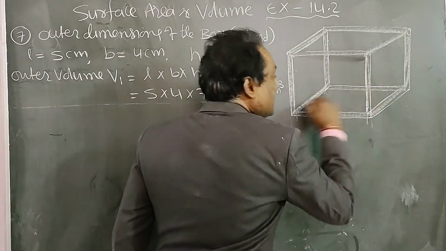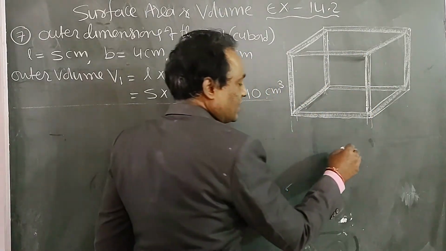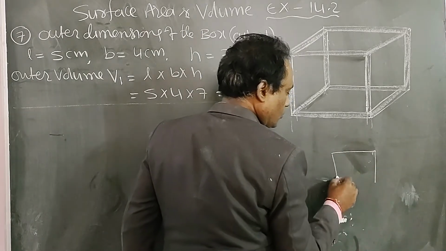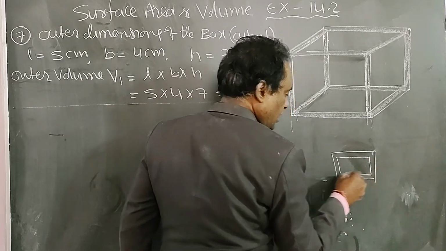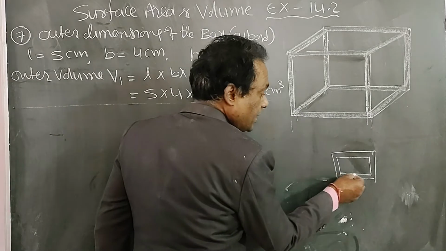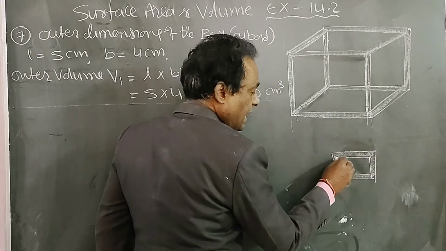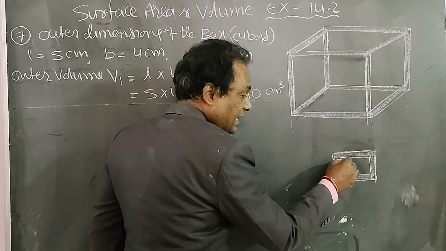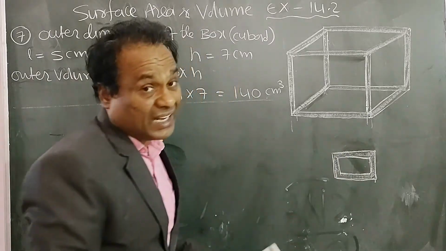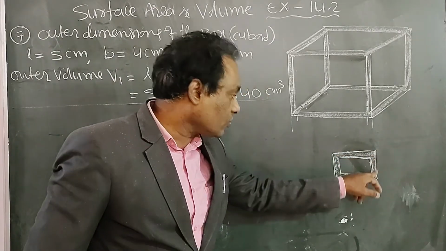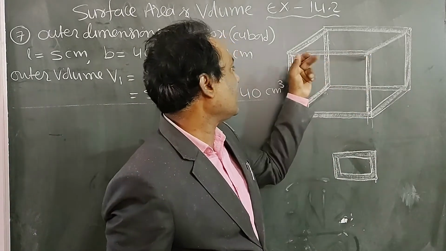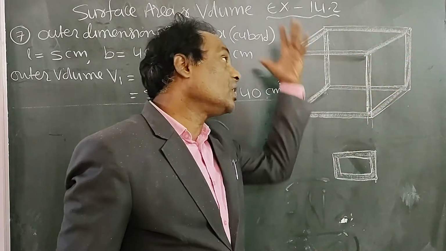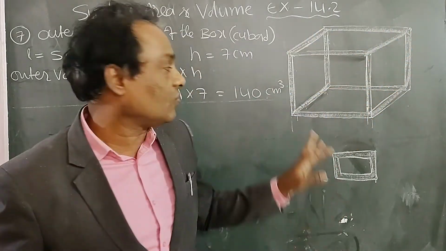Now I am finding the inner volume. See the thickness, see here students. You studied the area of a path in 2D mensuration. The area of this path is equal to the total outer rectangle area minus the inner rectangle area. Outer minus inner gives the required area. Here also, to find the volume of this sheet, find the outer volume of the box and the inner volume of the box. From the outer volume subtract the inner volume, that gives the volume of the sheet.